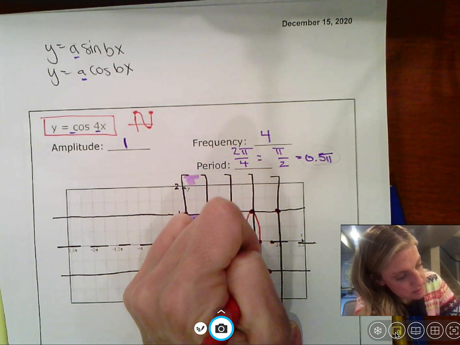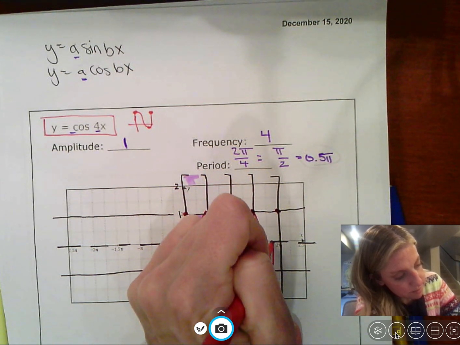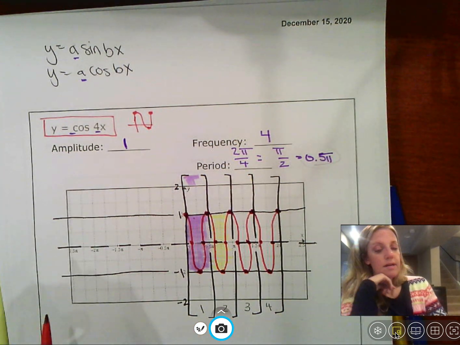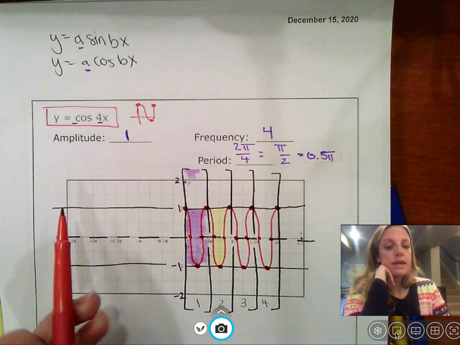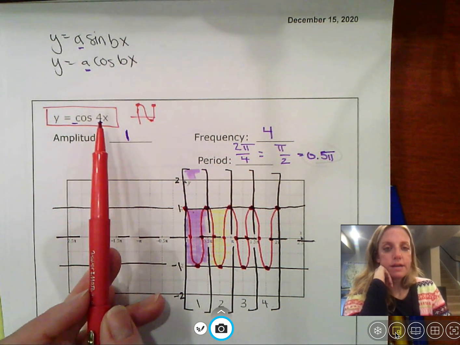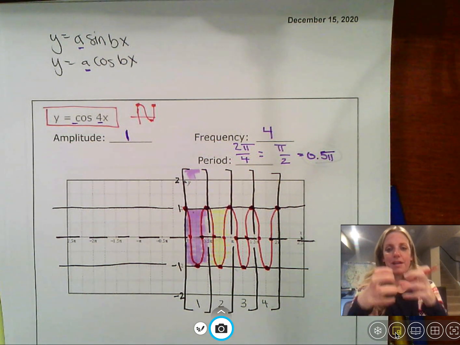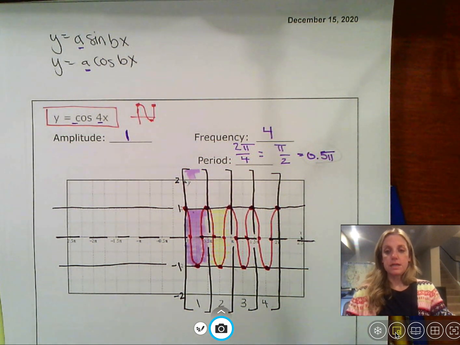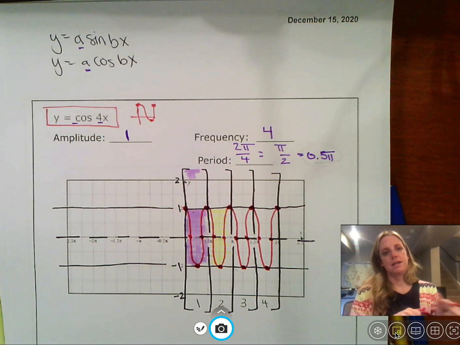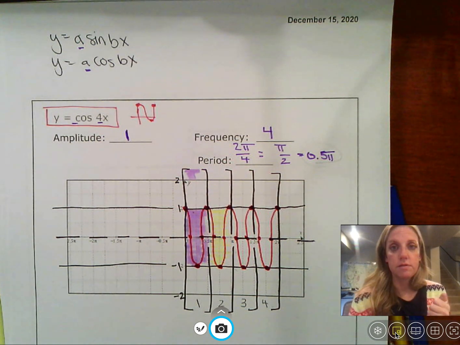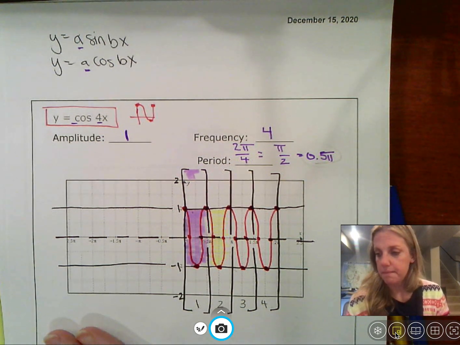Start and end at the ceiling. Halfway through on the floor, and between those you have the midlines. So you can see how this 4 right here really kind of crunched the cosines together. It's like if you think of it as an accordion, that frequency being higher crunched it together. So pause this if you need help finishing this up. We're going to go to the next example.